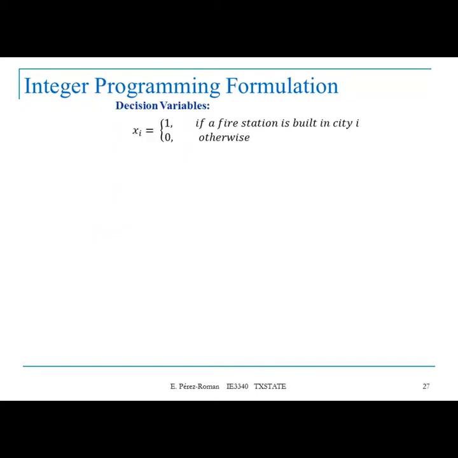So our formulation, our decision variables: if you want to place a fire station in city i, then that variable will be equal to 1. If not, then that decision variable will be equal to 0. So again, we have 6 cities, so we're going to have 6 decision variables. The objective function: you want to minimize the number of fire stations to be built. The maximum number of fire stations is 6. The minimum, you don't know. That's why you want to find out.